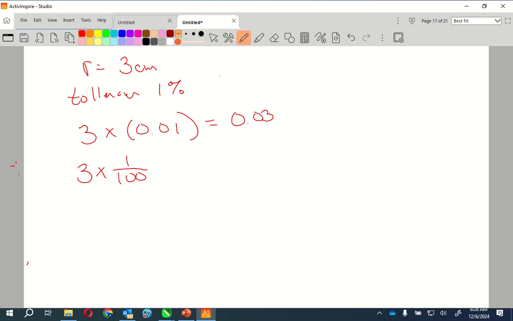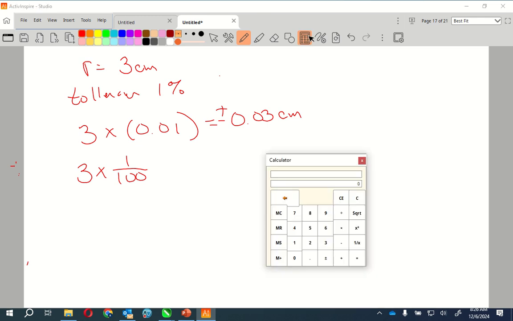And this is going to be my centimeters. And this is going to be the plus or minus, because the word tolerance doesn't always mean it's going to be less than. It could be greater than also. So plus or minus that. So that's important when we're actually talking about this. So there's my tolerance right there.